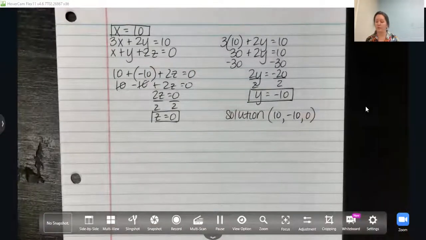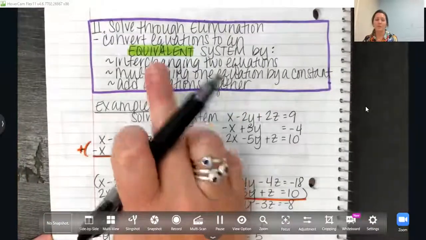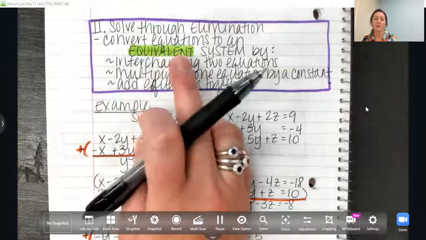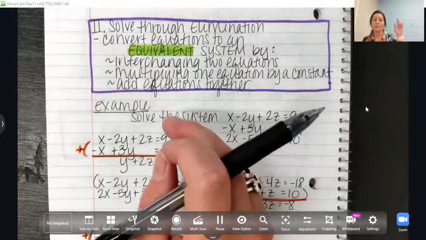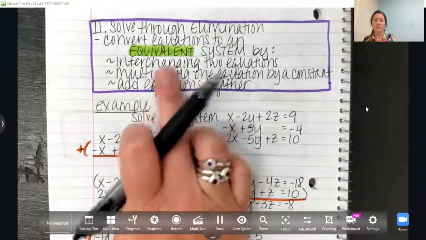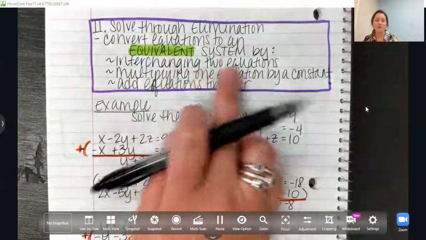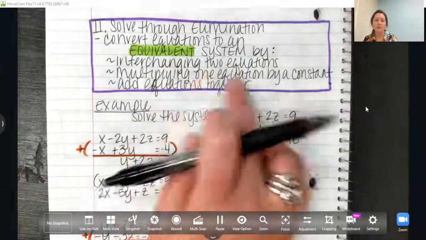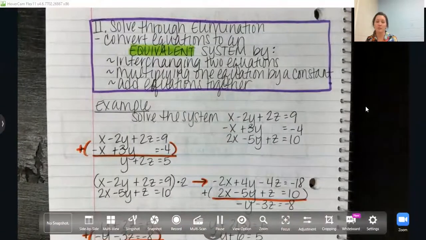This is one that we're going to use the most, solving through elimination. So here's our steps to solving through elimination. Remember in the system of 2 variables, we want same value, opposite sign, right? It's the same thing here. We're going to create equivalent systems by interchanging 2 equations, multiplying one equation by a constant, and adding equations together. So that's exactly what we do in the system of 2 variables. We just have to do it more. We just have to do it multiple times.